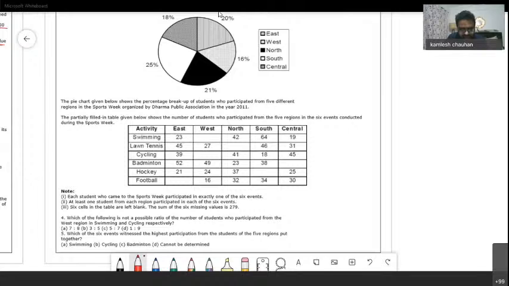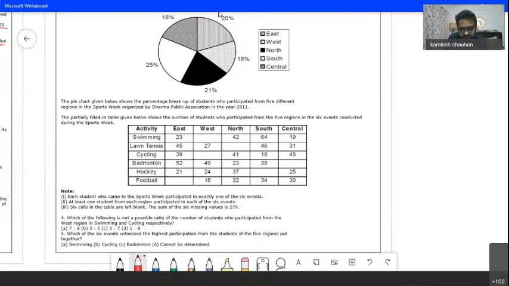Now some of the values are missing, and we are given that each student who came to sports week participates in exactly one of the 6 events, so there's no overlap. At least one student from each region participates in each of the 6 events, which means none of the values is 0. The minimum value has to be 1. 6 cells in the table are left blank. The sum of these 6 cells is 279.